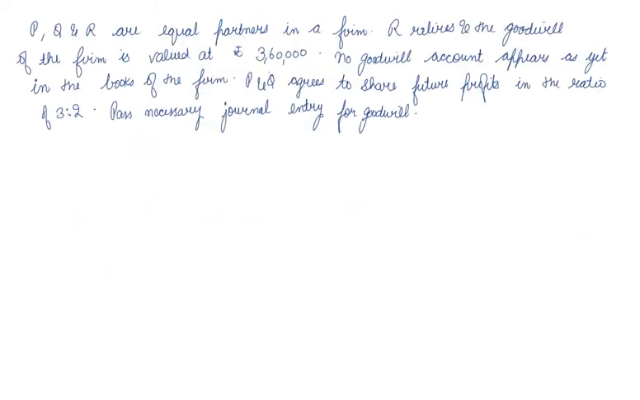P, Q and R are equal partners in a firm. R retires and the goodwill of the firm is valued at 3,60,000. See, goodwill of a firm is 3,60,000. So R's share of goodwill is 1/3 of 3,60,000, because they are equal partners, meaning 1:1:1. So 1,20,000 is R's share of goodwill.